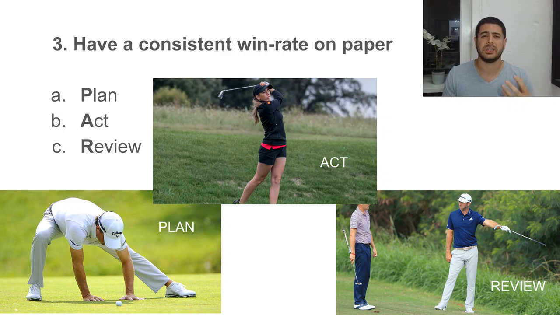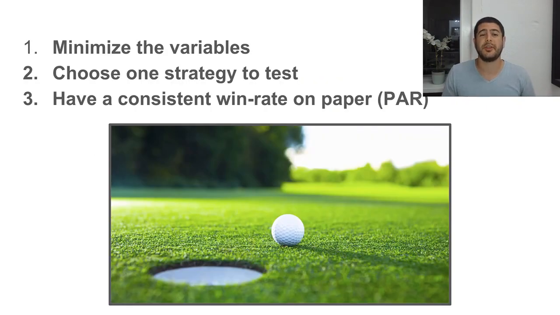So when you're looking back, it's easier, it's more consistent to really understand, was this a good trade? It just happened to not work out this time, or did I introduce an extra variable that wasn't needed there because I decided to step away from the original plan and acted on a different impulse, if you will. And to simplify the 3 points again: 1, minimize your variables. 2, choose one strategy to test. And 3, have a consistent win rate on paper, and you can do that by following PAR, which is Plan, Act, and Review.